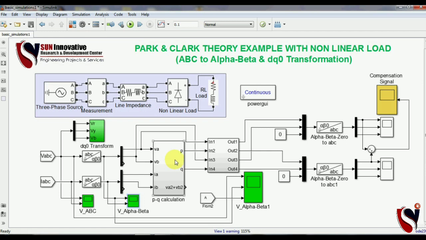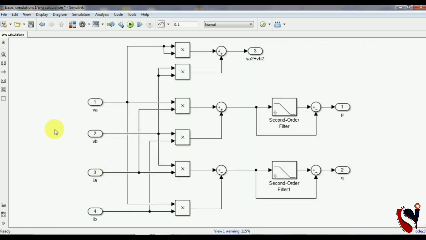And next is the PQ calculation. This is the important term which is used to calculate the instantaneous power of the nonlinear load, because as we know, once your nonlinear load is connected to the power source, it produces harmonic current in the neutral. So it is a tough task, and every important point of the instantaneous power needs to be measured accurately and precisely, so that you can process further to remove the harmonics from the system. So this way you can use this block.